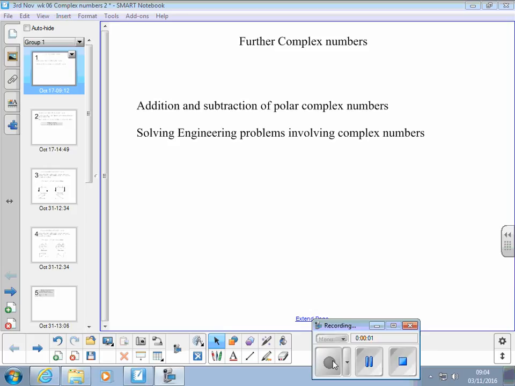Right, gents, week 6. Some further work on complex numbers today.